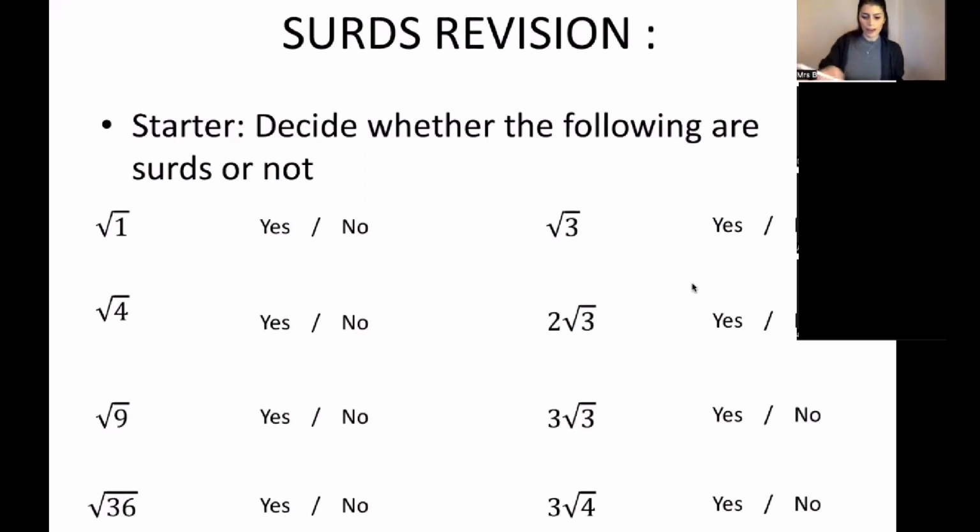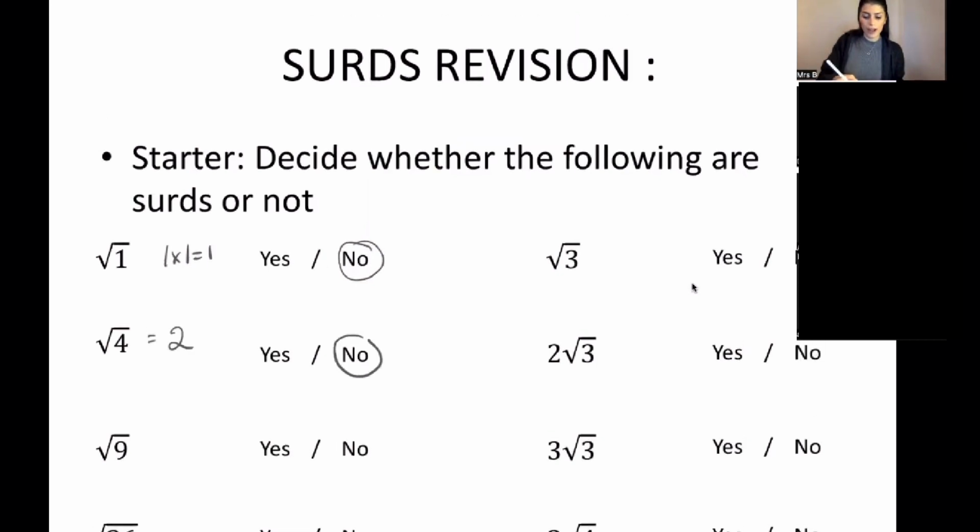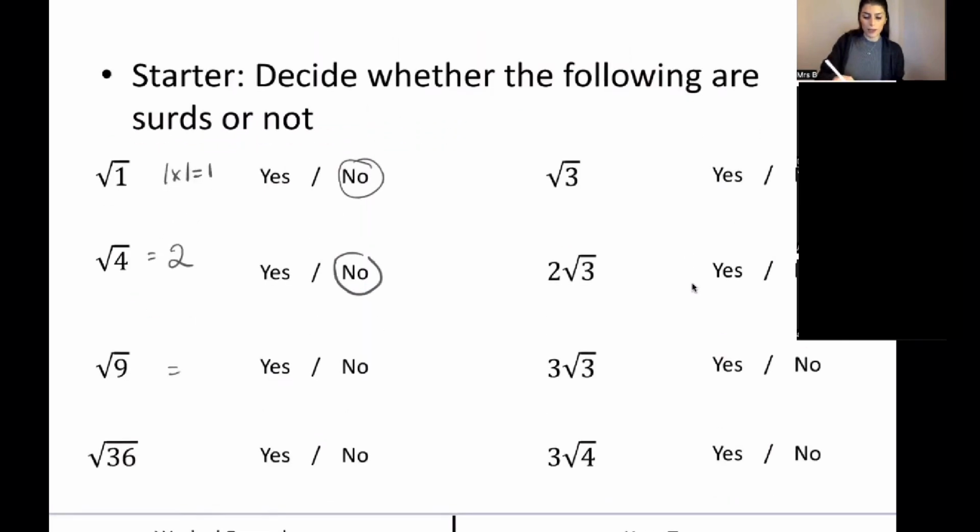So root 1 is not a surd because 1 is a square number, because 1 times 1 equals 1. Root 4 is not a surd because it's equal to 2. Root 9 is not a surd because it's equal to 3. Root 36 is 6, so it's not a surd. But root 3 is a surd because 3 isn't a square number. Okay, so that's why we call it a surd.